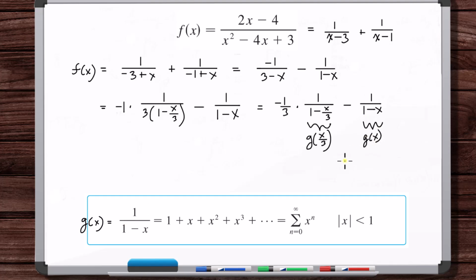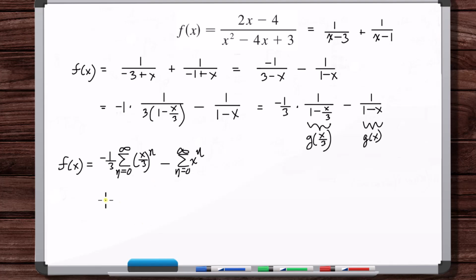Okay? So what we have is f of x is minus 1/3, and then the sum, we just put x over 3 into the power series. And then minus, and then we just rewrite the power series. There we go. So we're not done, but we've gotten through the first big step. This is technically a power series representation of the function, but we just need to clean it up.